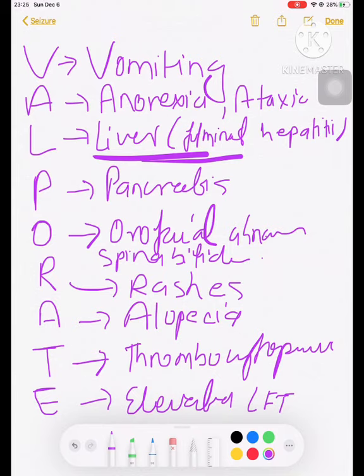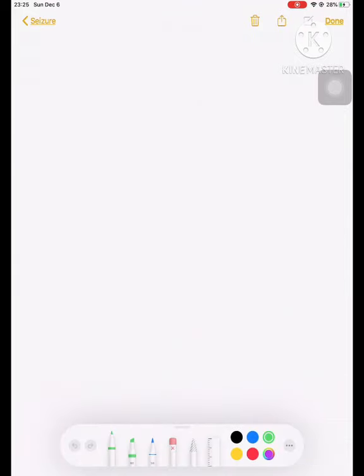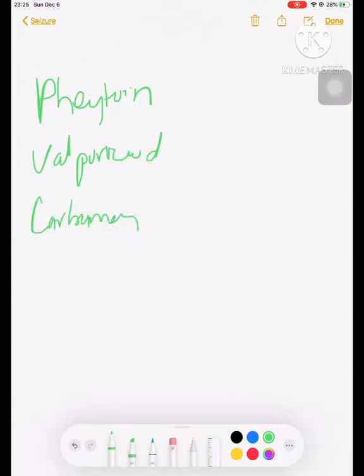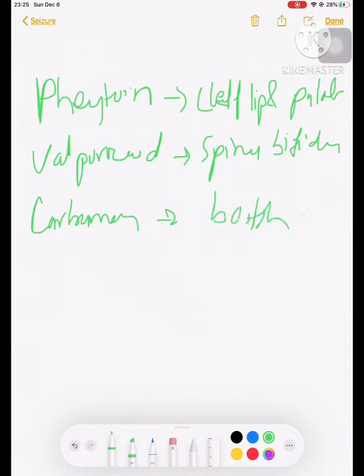An easy way of remembering the teratogenic effects is this. Phenytoin causes cleft lip and palate. Valproic acid mainly causes spina bifida. And lastly, carbamazepine causes both of these effects.